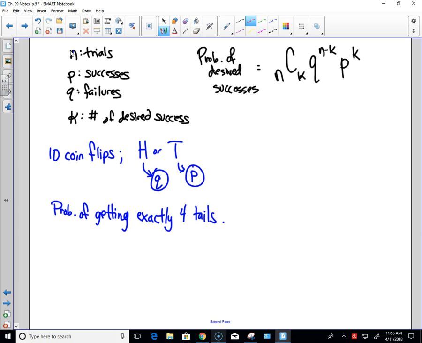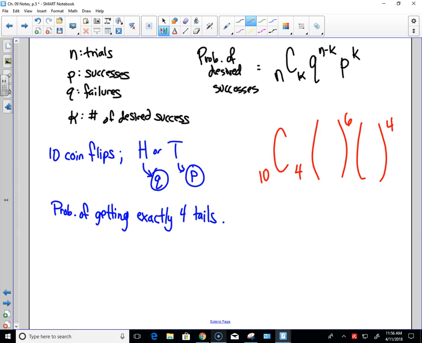What can we plug into this formula? 4 is going to be plugged in for what? Good, the number of desired successes, so that's going to be my K. So I'm going to have my C. Who's my N? How many trials are we doing? How many attempts? Good, 10 attempts. We're trying to get 4 of our successes, 4 tails. Now, we'll get back to who is P, who is Q in a second, but 10 minus 4 is 6 of those and 4 of those.